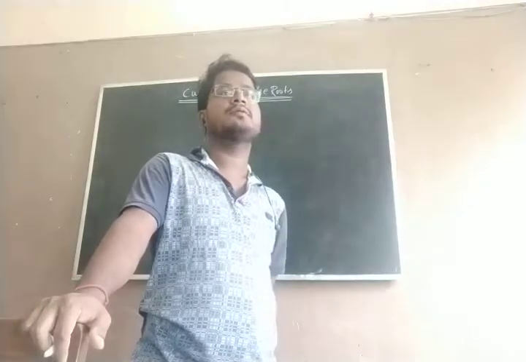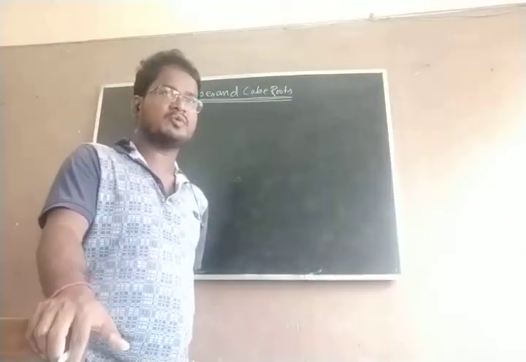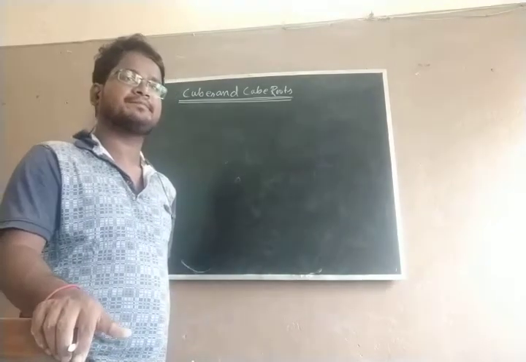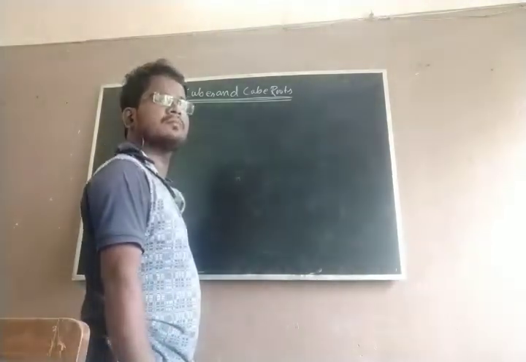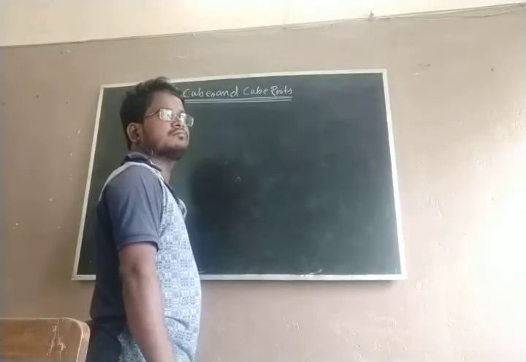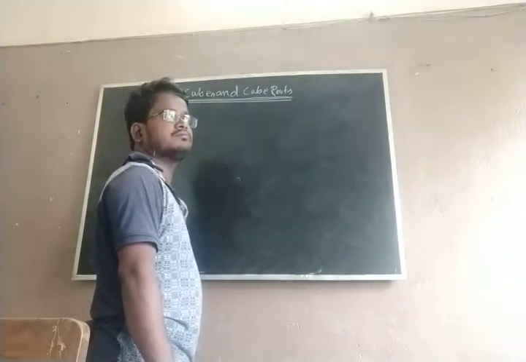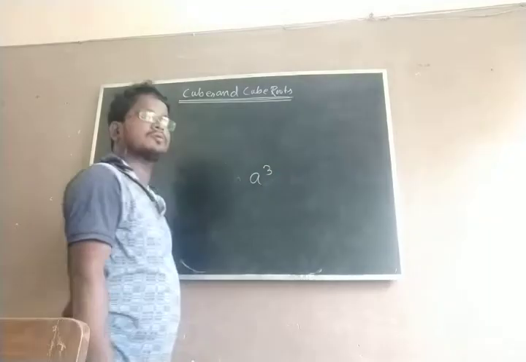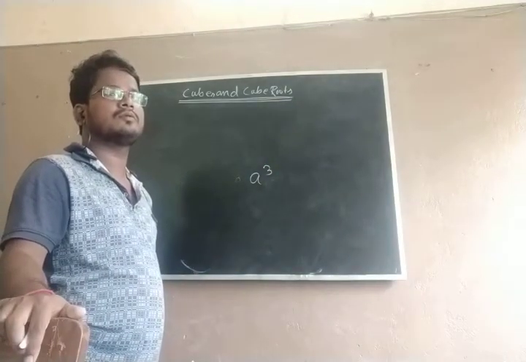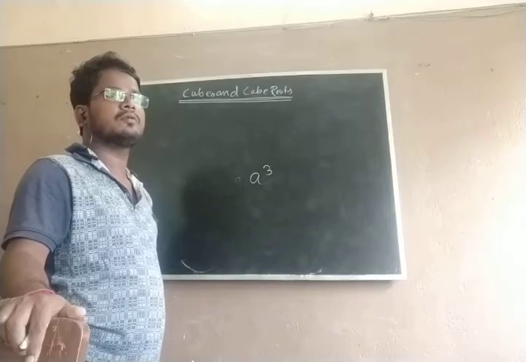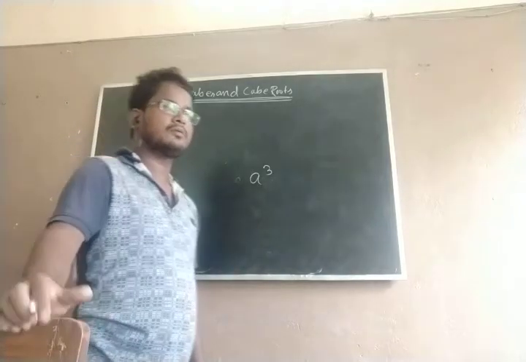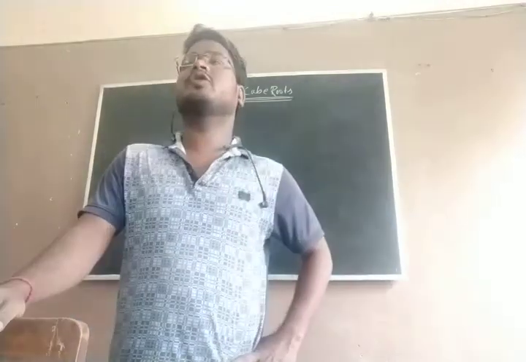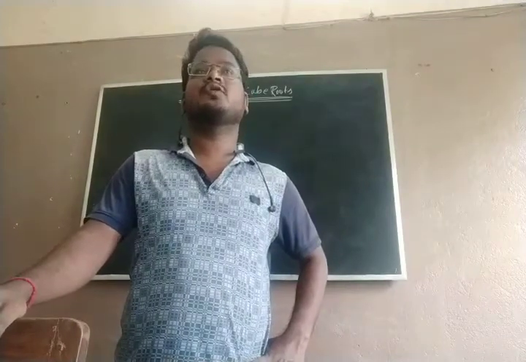What is the formula? Volume of a cube. Cube, I said cube, not a cuboid. What is it? Volume of a cube equals a cube, where a is the edge of the cube.